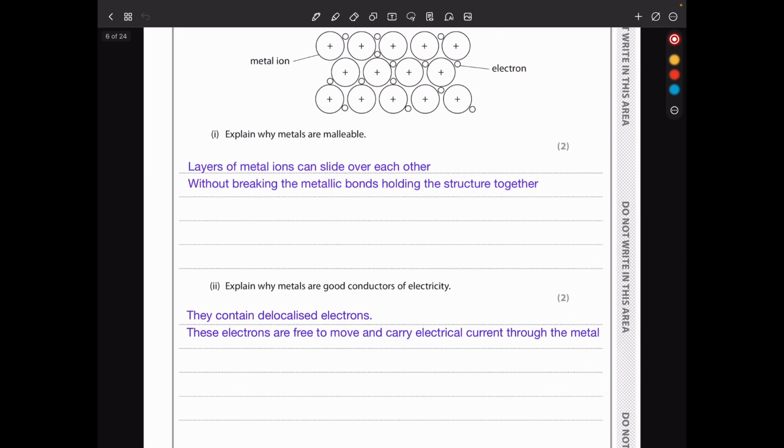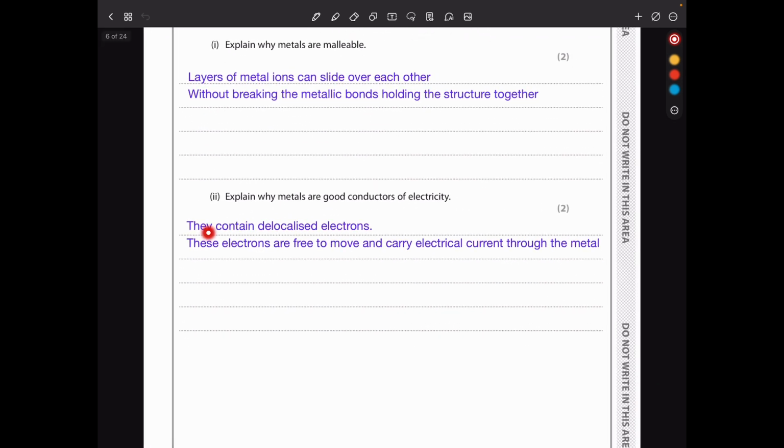To conduct electricity, we either need free ions or free electrons. So in this case, we have free electrons. The ions are not moving, but the electrons can move, so they contain delocalized electrons. These electrons are free to move and carry electrical charge through the metal.